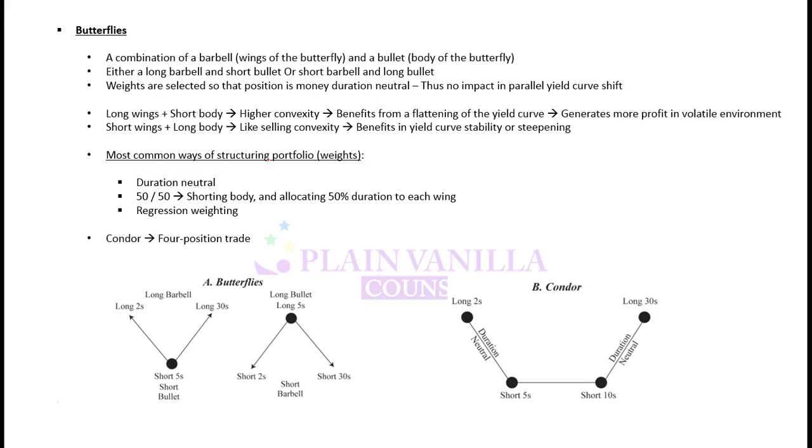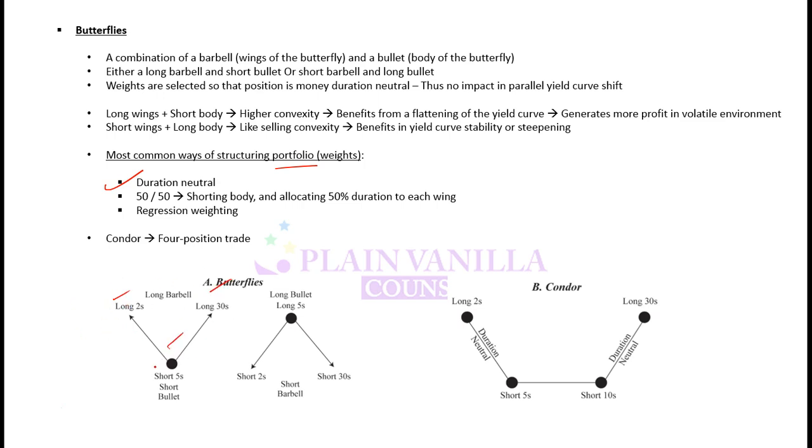Most common ways of structuring portfolio weights. How do you decide how much weight to give to each part of the portfolio? There are simple methods you can use. For example, you can make it duration neutral. You can allocate weights in such a way that, with some weight here, some here, some here, overall it becomes duration neutral.